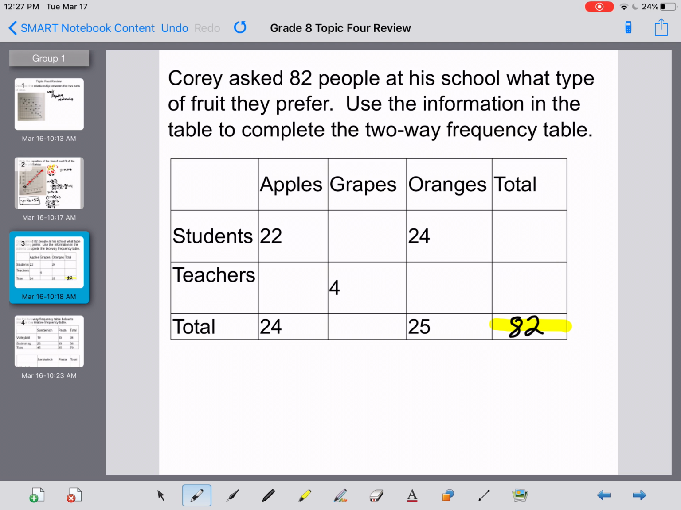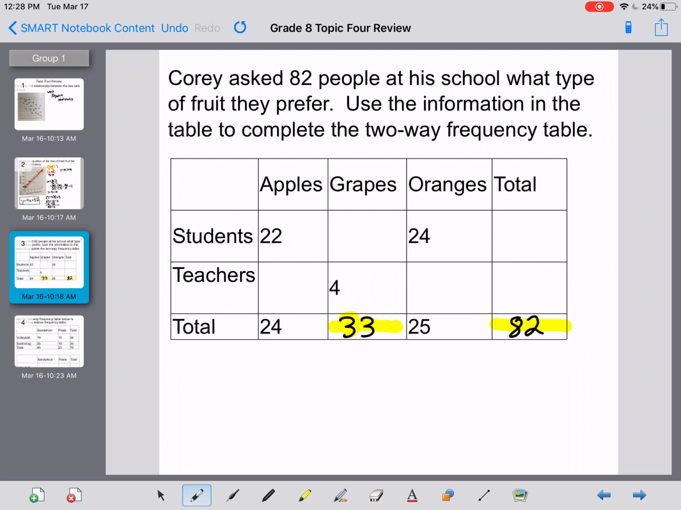I need to see where there's one number missing in either a row or a column. I see there's one number missing here. I know that 24 plus whatever this number is plus 25 has to equal 82. So I could do 82 minus 24 and minus 25 to get 33. So this number would be 33. I could double check that: 24 plus 33 plus 25 is equal to 82.